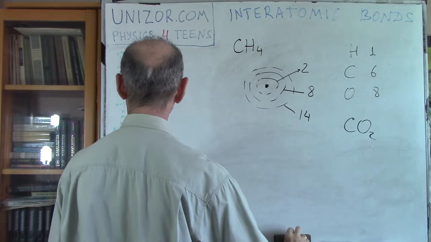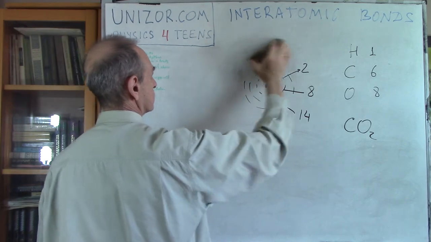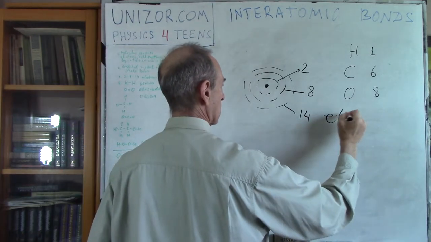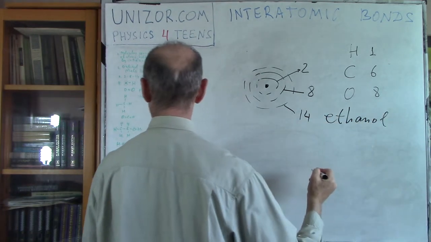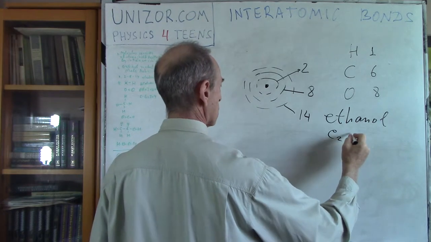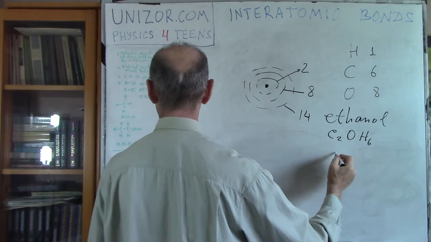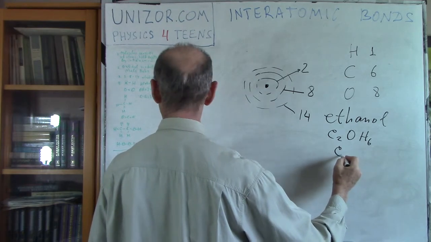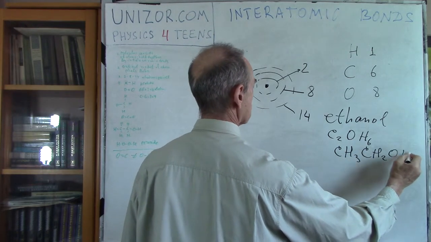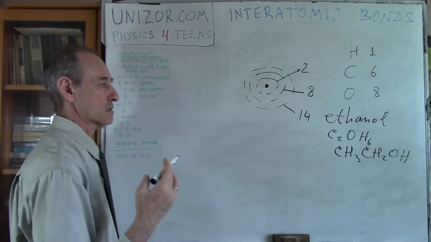Next, a little bit more complex, but for the purpose, the ethanol. Now, ethanol has the formula C2H6O. Sometimes they write it as CH3CH2OH. Whatever it is, this is a representation of the structure of ethanol.